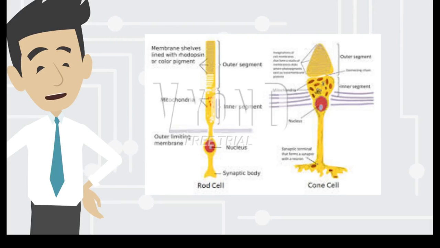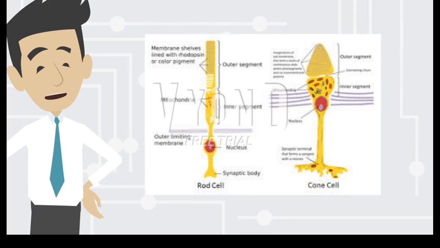As previously explained, the rod cells and cone cells are the two that humans have. The rod cells are responsible for the high resolution. This can be due to different methods of being able to break down the light that's entering the retina.